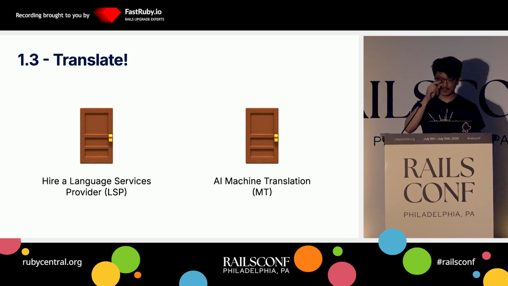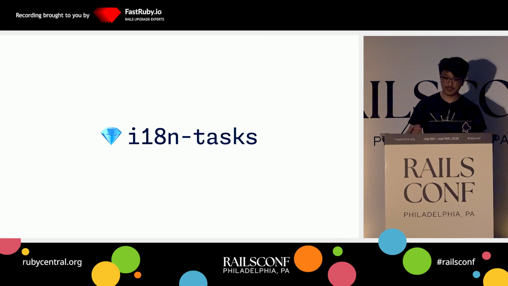OK, but let's say we want to go down number 2 and go the DIY route. So how do we do that? And this brings us to the first community gem that I'm going to mention today. It has a somewhat generic sounding name, I18n tasks. But what it really is, is a CLI with a bunch of different commands that help you manage the locales in your app.